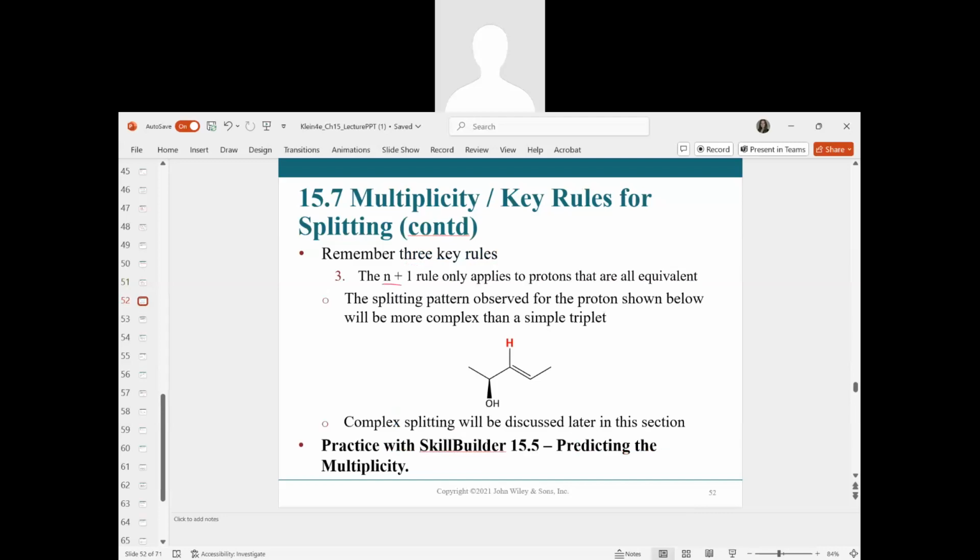Again, whatever neighbors we're counting, they would all be equivalent. And if we had a splitting pattern for the proton shown below here in red, this would be a little bit more complex than a simple triplet. We'll get into why some of these more complex splitting patterns occur. But for this section, focus on those 3 key rules.